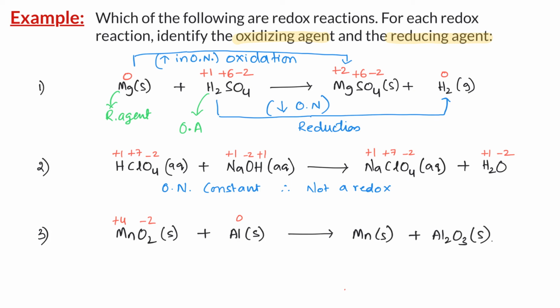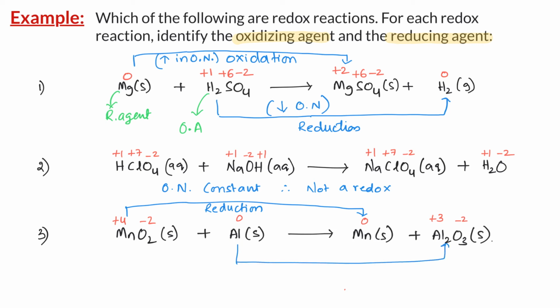Let us now look at the products. Manganese is in its elemental form, therefore its oxidation number is 0. In aluminum oxide, oxygen is -2 and aluminum is +3. So the oxidation number of manganese is decreasing from +4 to 0, that is, it is undergoing reduction. And the oxidation number of aluminum is increasing from 0 to +3, that is, it is undergoing oxidation.